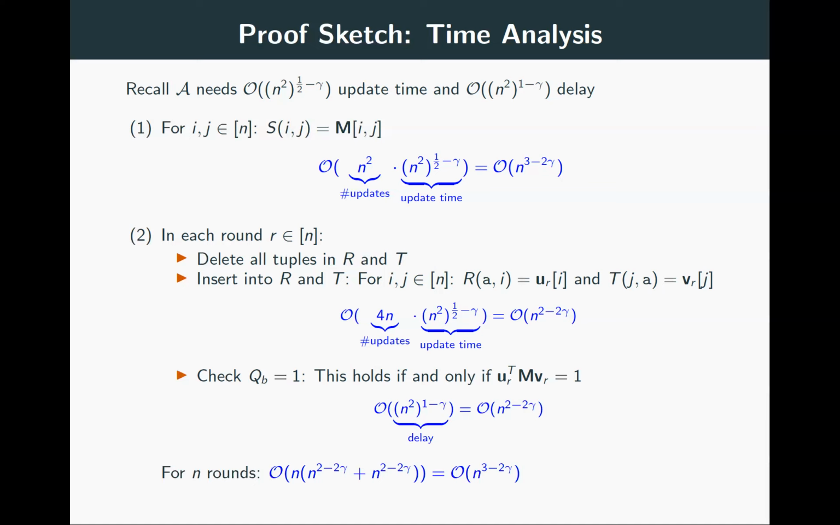Oops. But that is actually a problem. It contradicts the OMv conjecture, because my algorithm A can do it so well with this update time and this delay, then it would also be able to solve the OMv problem in subcubic time. But that contradicts the OMv conjecture, which means that no, I cannot really get such good update time and delay. This is what it says.